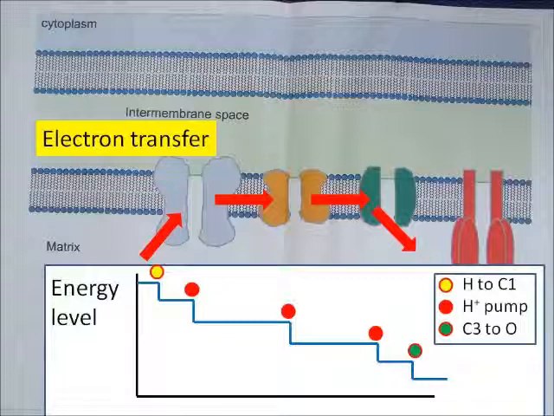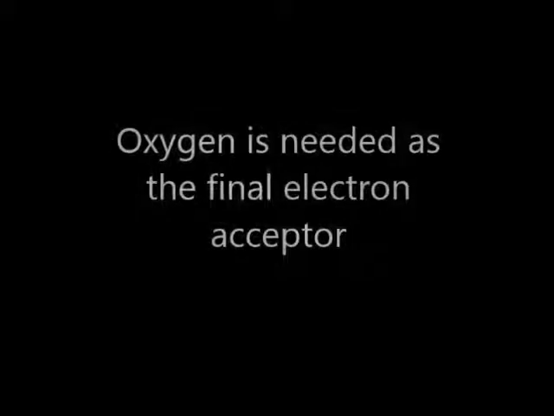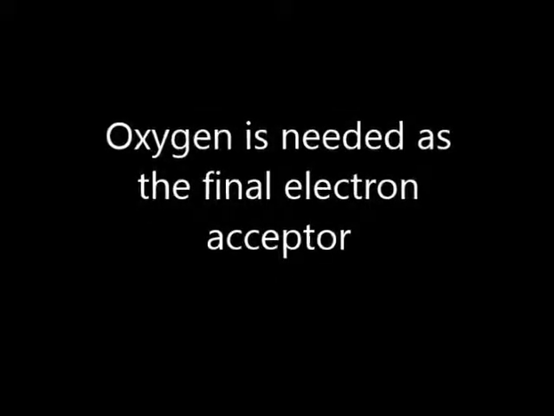At all of those steps, electrons lose their energy, so they start off in a high energetic state and they go down to low energy. It's very important that you understand that the oxygen is there as the final acceptor of the electrons.